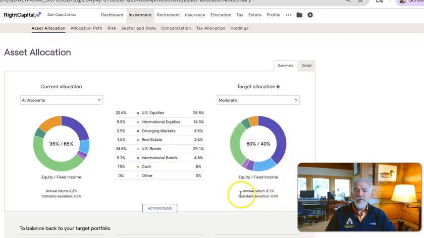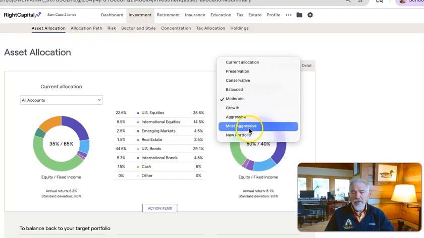But as you can also see, because we've moved up in terms of risk and expected returns, we're looking at more of an 8% return now, with almost double the standard deviation or the volatility of that portfolio. So the swings will be larger in different market conditions.